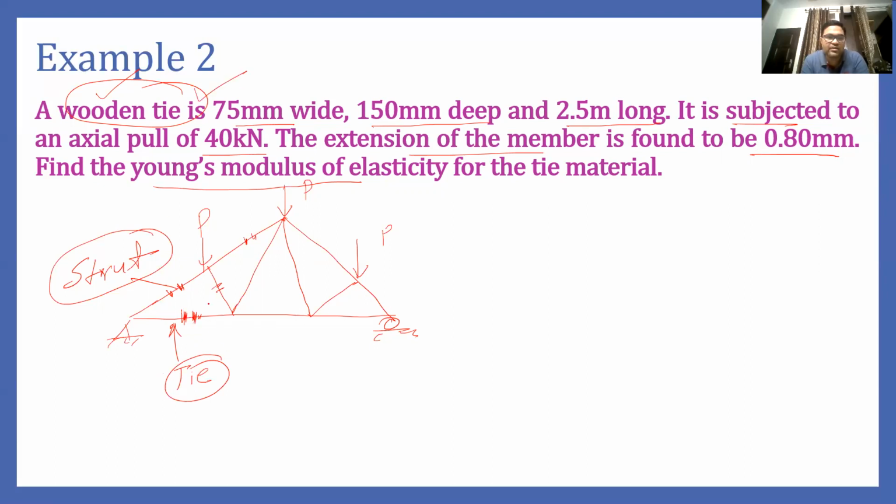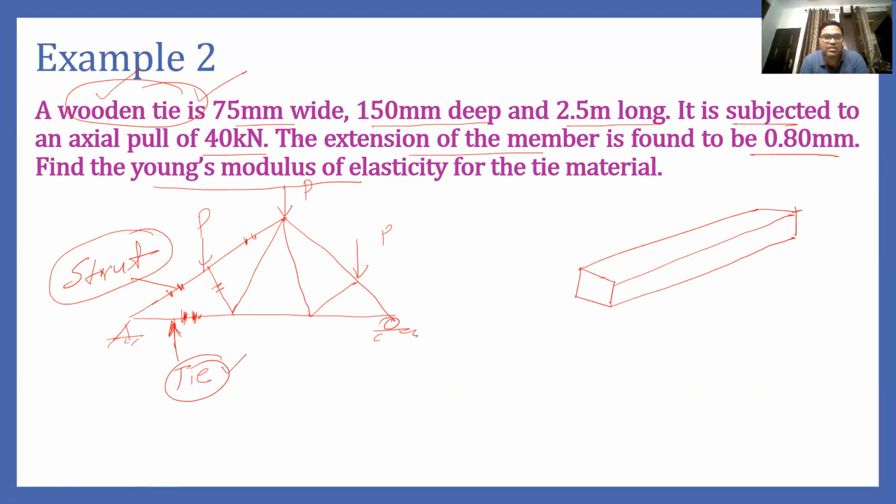So this wooden tie is actually talking about one of the members of the truss. Now if we take an example in this truss only, for example, this is our wooden tie member, which has a given dimension. If we make the 3D diagram of this tie member, it will look something like this.